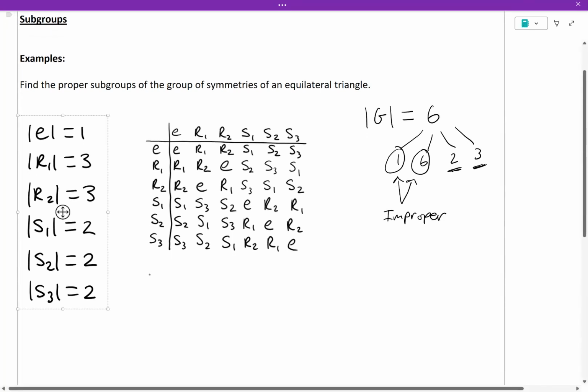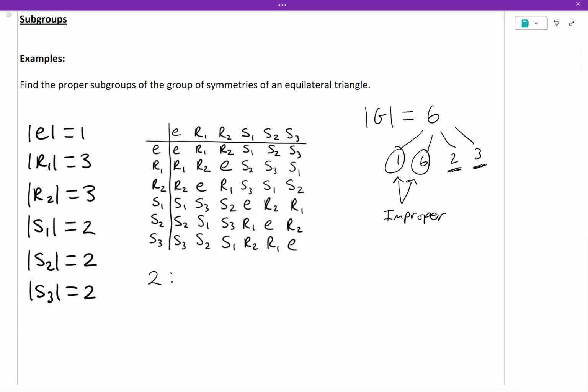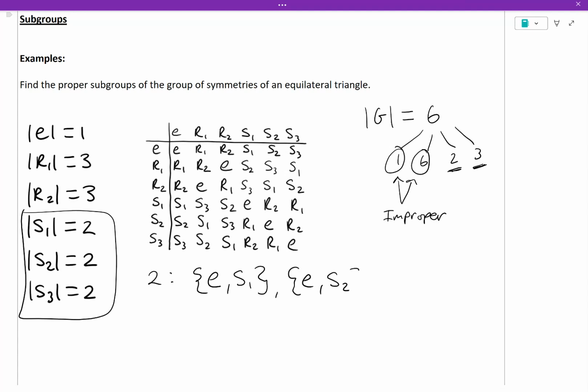Okay, so let's start with 2, and actually thinking back to our video on subgroups, if you want a subgroup of order 2, you need to take the identity and then a self-inverse element, so it'd be E, and our self-inverse elements would be these 3 down here. So we could do E and S1, we could do E and S2, and then finally we could do E and S3. Okay, so that's 2 sorted. Now let's do 3.